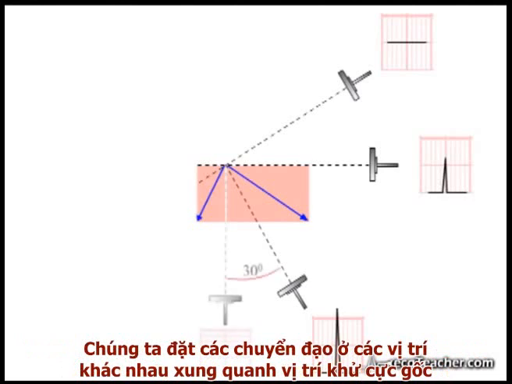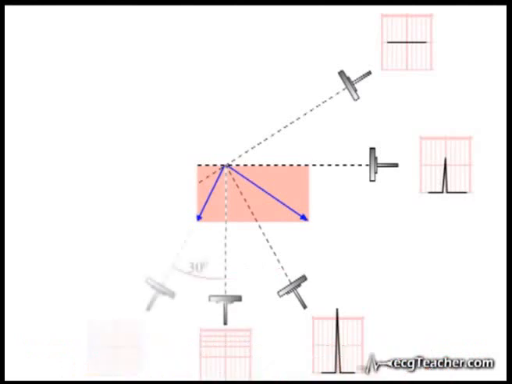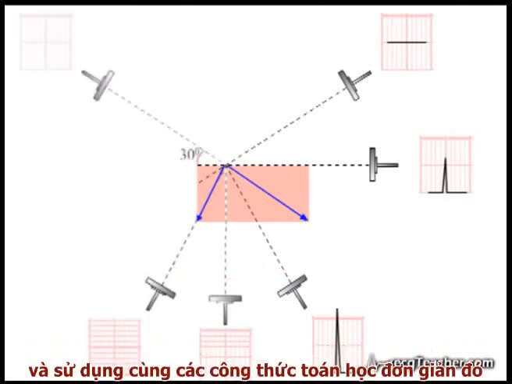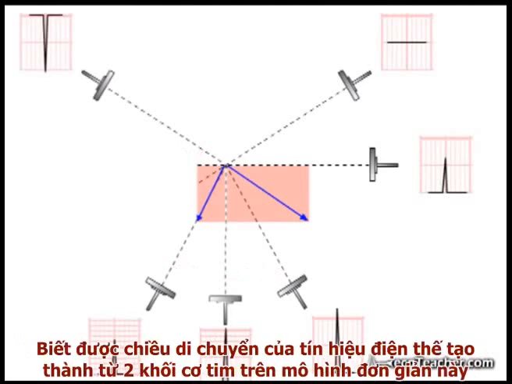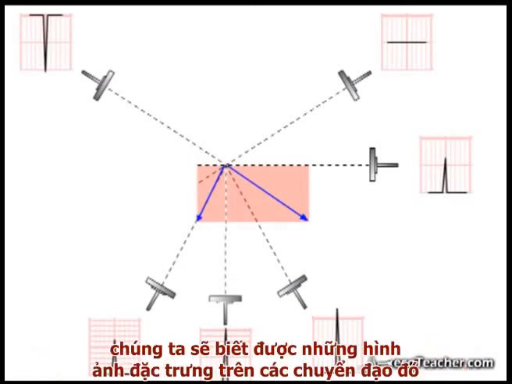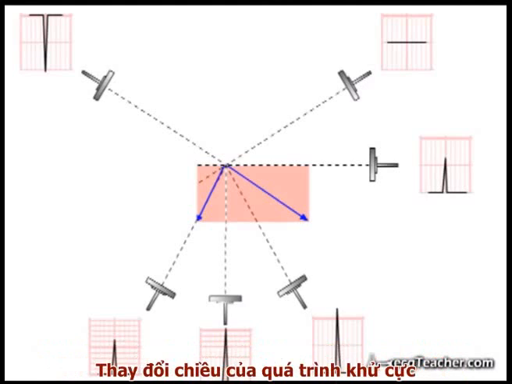We can place leads at various points around the origin of the depolarization signals, and using the same simple maths, we can predict the readout in each of these leads. Note how the pattern of flow in these two pieces of myocardium in this simple model produces a distinctive pattern of deflections in the leads. Change the angles of flow of depolarization, and the pattern in the leads will change accordingly.